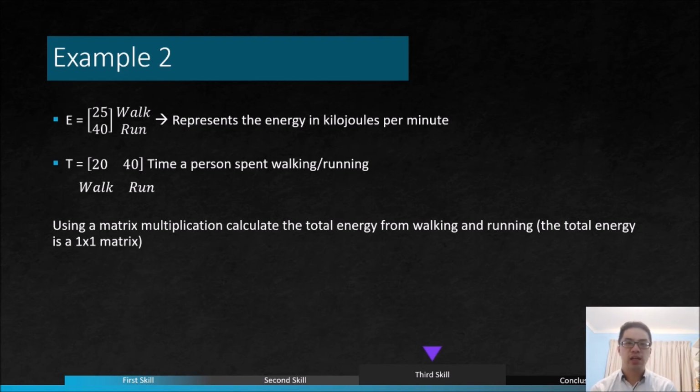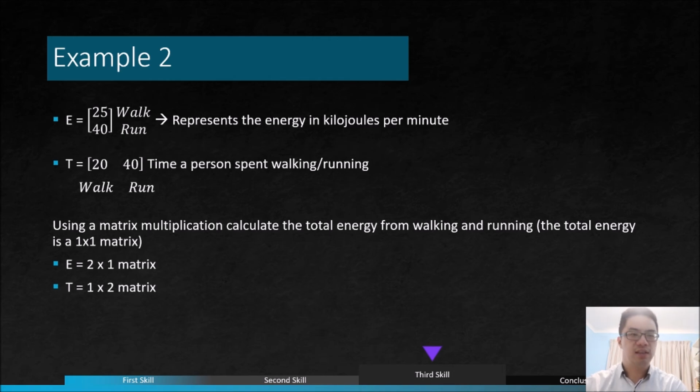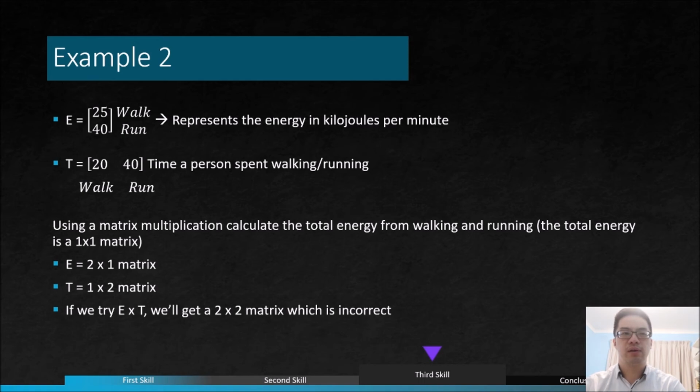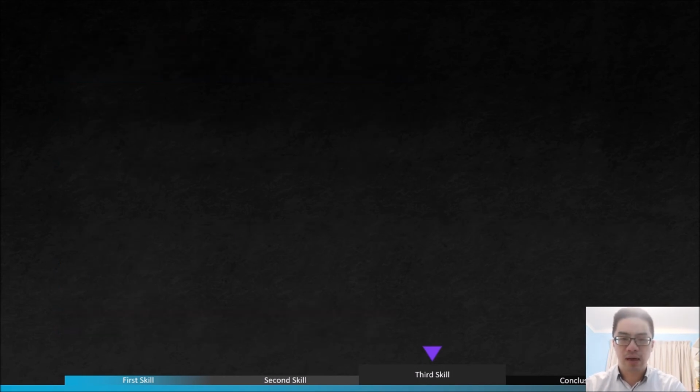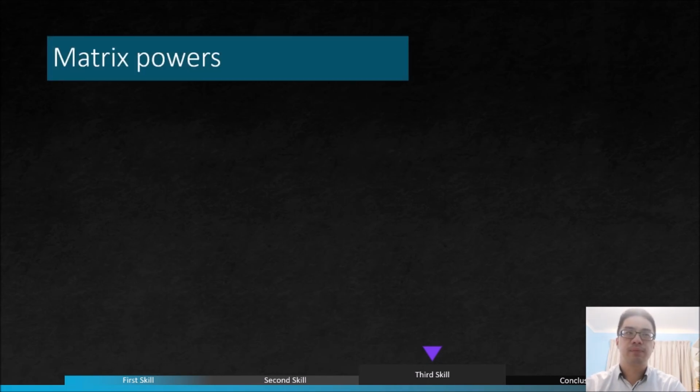So I want the total energy from walking and running, which means it's going to be a 1 by 1 matrix. So if I've got E, which is a 2 by 1 matrix, and T, which is a 1 by 2 matrix, and if I try ET, I'm going to end up with a 2 by 2 matrix, which is too much information. If I try TE, we're going to get a 1 by 1 matrix, which is exactly what we want. So that's what we can do by using common sense.